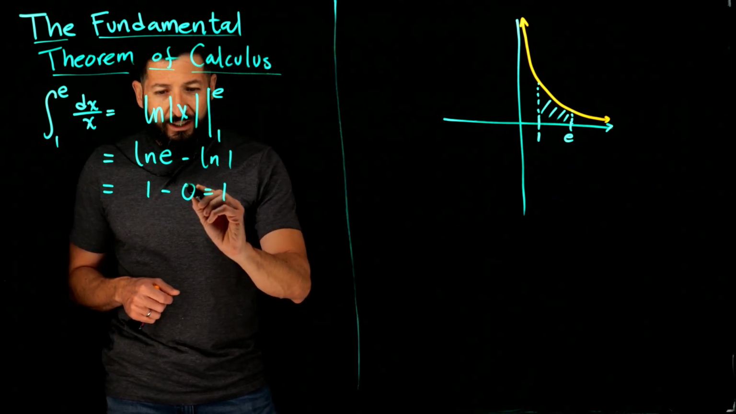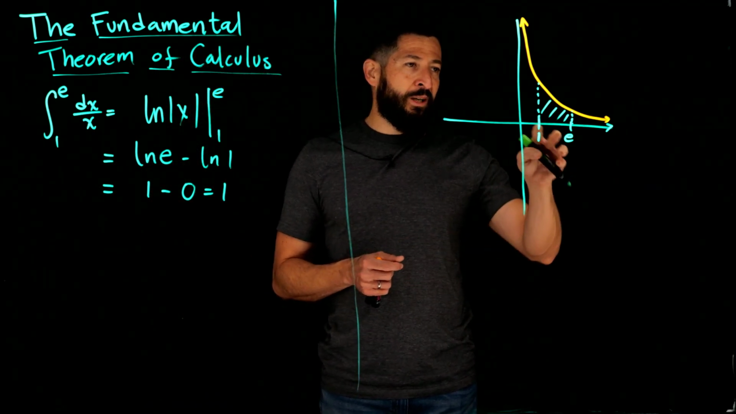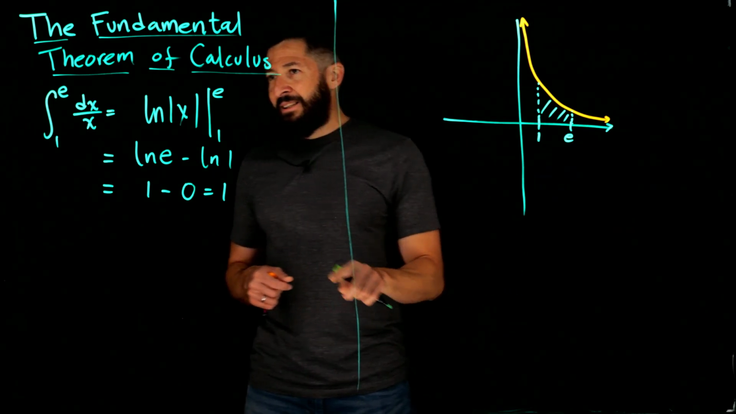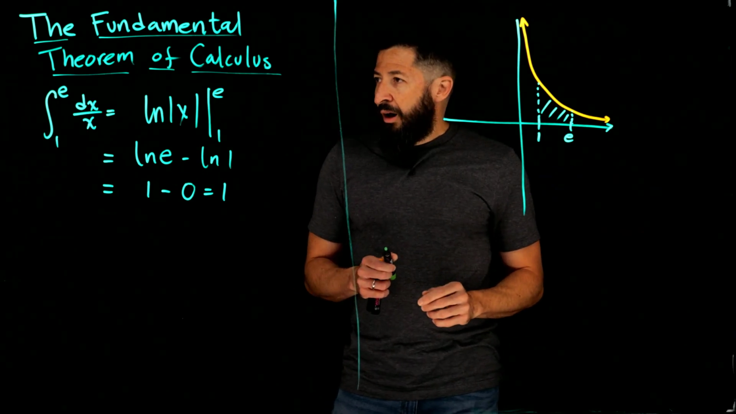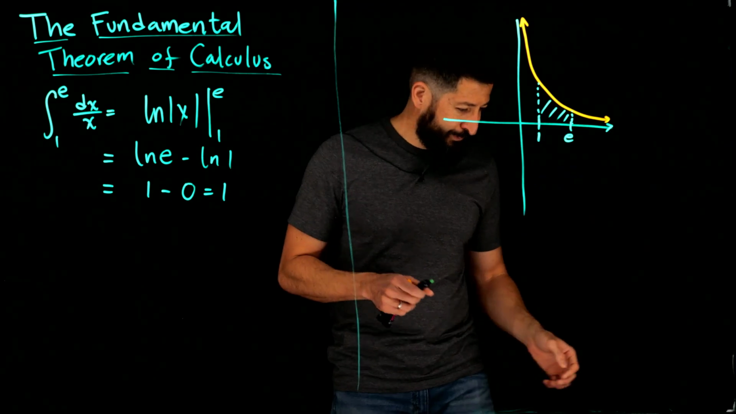I don't have any units, so I don't write anything, but if this were an application problem and I had units, I would have to consider the fact that this is in fact an area, so the units would be squared. All right, that was a bit of a letdown of an example. It was too fast. Let's do another one.